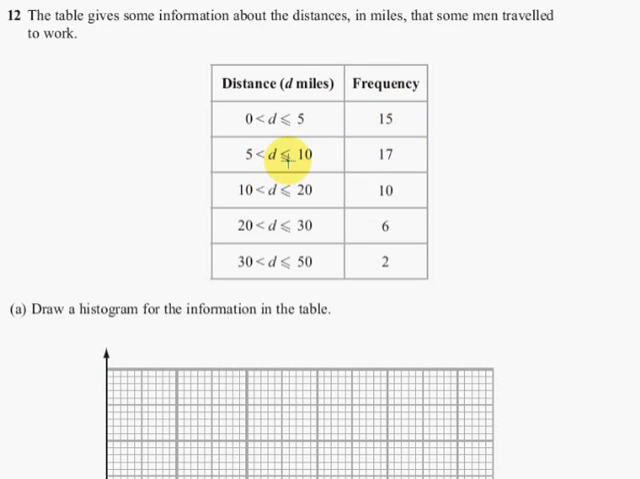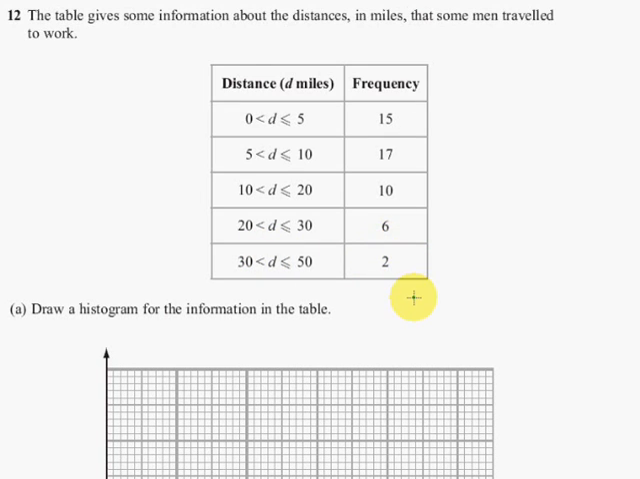Greater than 5 miles but equal or less than 10 miles, there's 17 people, the most people travel between these distances. 10 people travel more than 10 miles but less than or equal to 20, okay, and 6 people travel more than 20 but equal or less than 30. And the last one, greater than 30 miles but less than or equal to 50 miles. Wow, really long way there, only 2 people, okay.